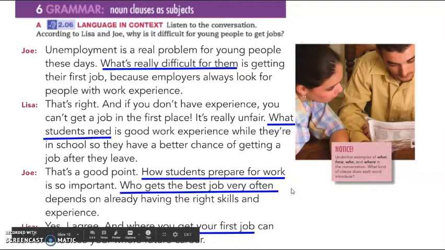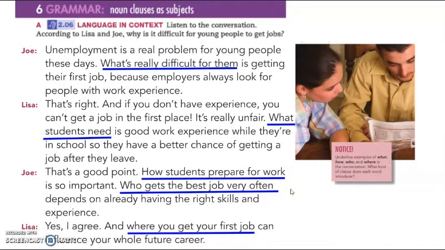So, maybe you could identify some of these sentences that are noun clauses as subjects. For example, we have what's really difficult for them is getting their first job. So in this case, you can see that this is the noun clause, which has a noun and a verb, right? And as well, this is part of another clause, getting their first job. This is the predicate.